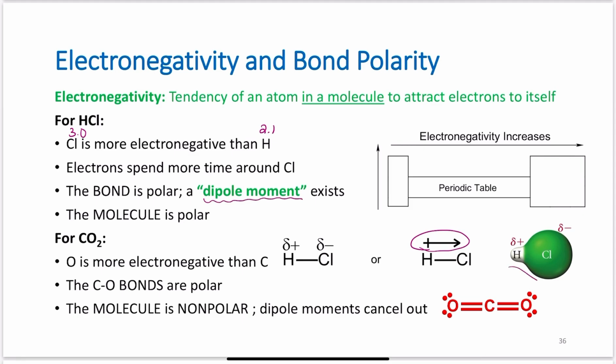Or we can draw it like this, showing that it's a larger electron density around the chlorine atom than around the hydrogen. So the bond itself is polar. This bond in between the hydrogen and chlorine is polar. Polar means that there's a large enough difference in electronegativity.